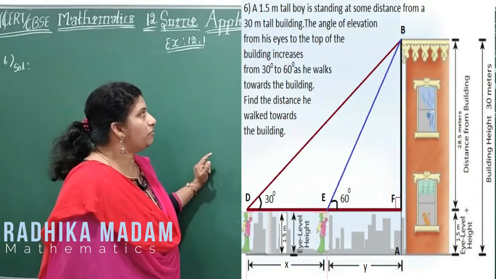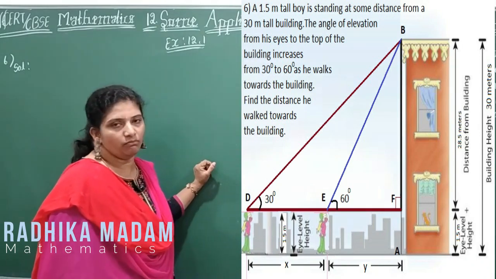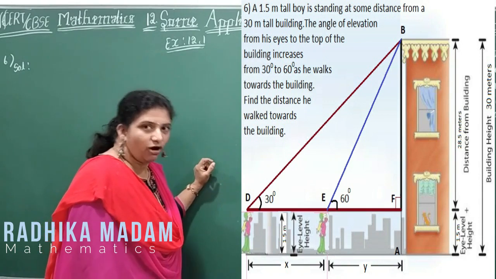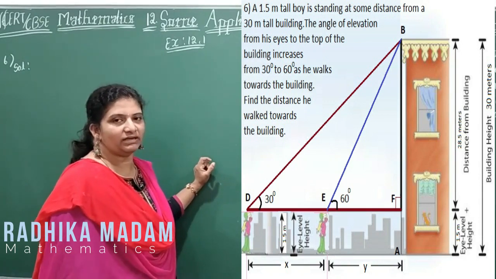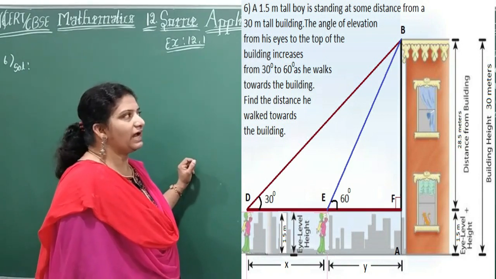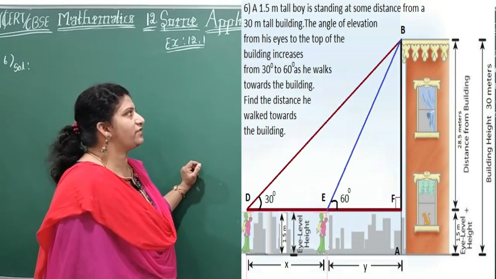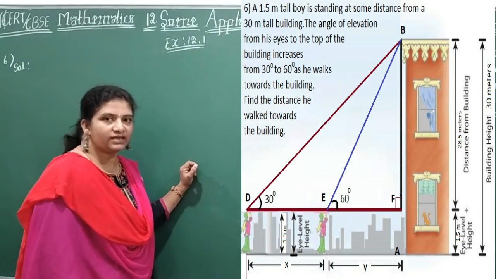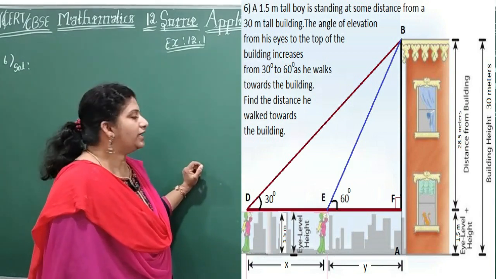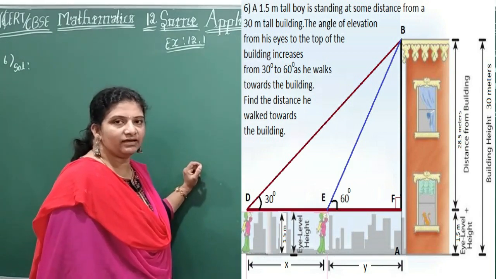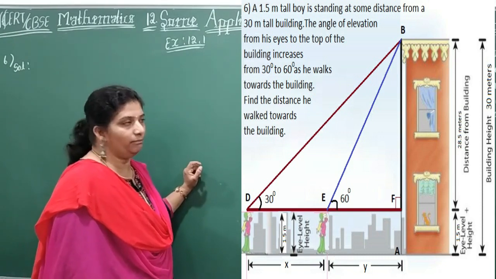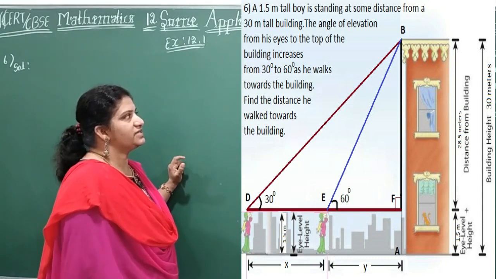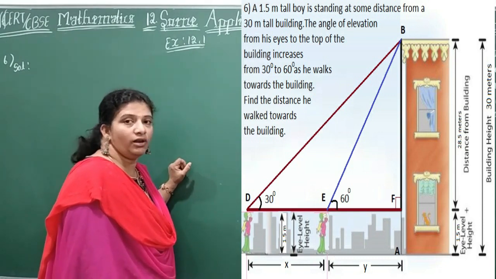A 1.5 meter tall boy. So look here, what is the height of the boy here? A tall boy, 1.5 meter height, is standing at some distance from a 30-meter tall building. So once again look here carefully. A tall boy is standing near a tall building. At what distance? Some distance from a 30-meter tall building.